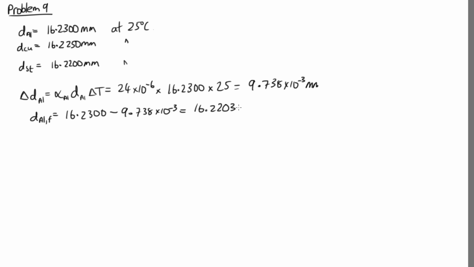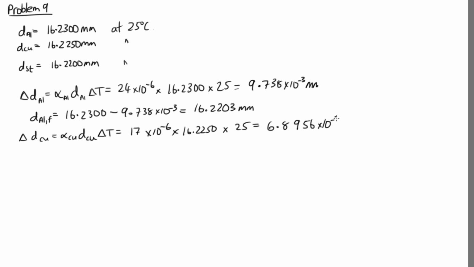16.2203 millimeters. Now the change in diameter of the copper is equal to alpha copper times the diameter of copper times the change in temperature. The linear expansion coefficient for copper is 17 times 10 to the minus 6. The initial diameter of the copper ring was 16.2250, and this is times 25. This is how much the diameter will reduce. Solving that, we get 6.8956 times 10 to the minus 3.